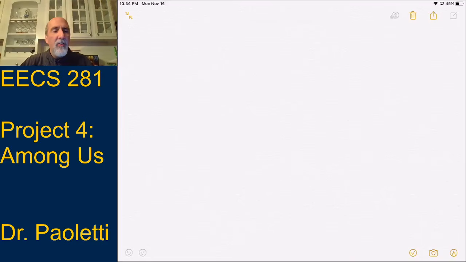Hello everyone. So this is our video for Project 4, Among Us. And the first thing I want to mention is that there are three parts to this project. A, B, C, which is MST, Fast TSP, and Optimal TSP. TSP is the Traveling Salesperson problem.